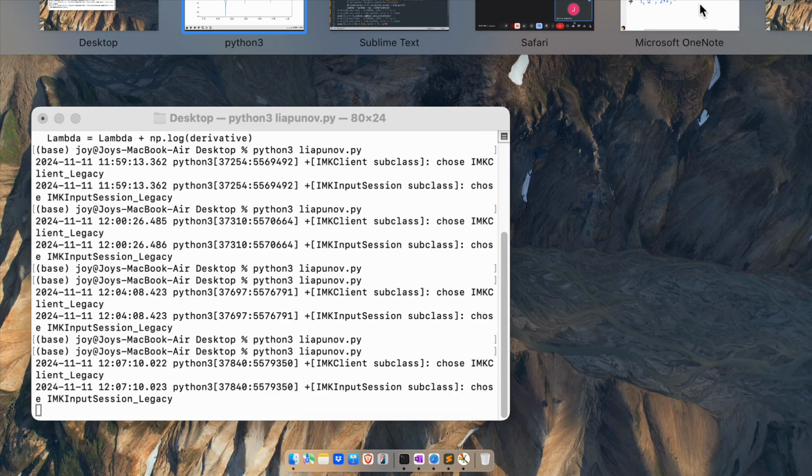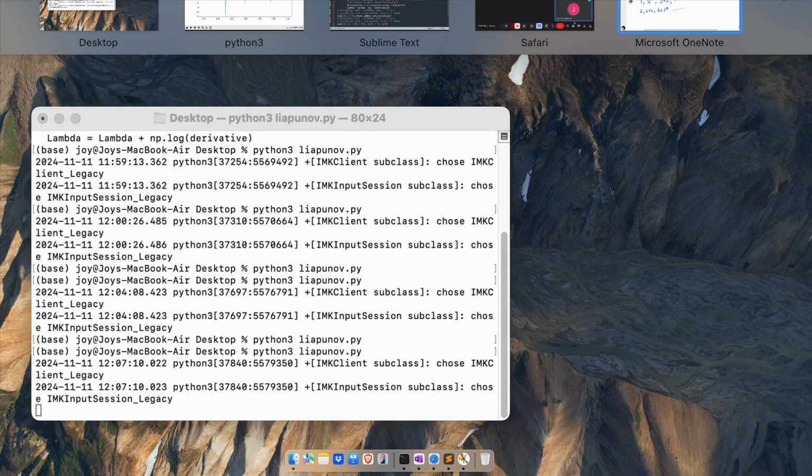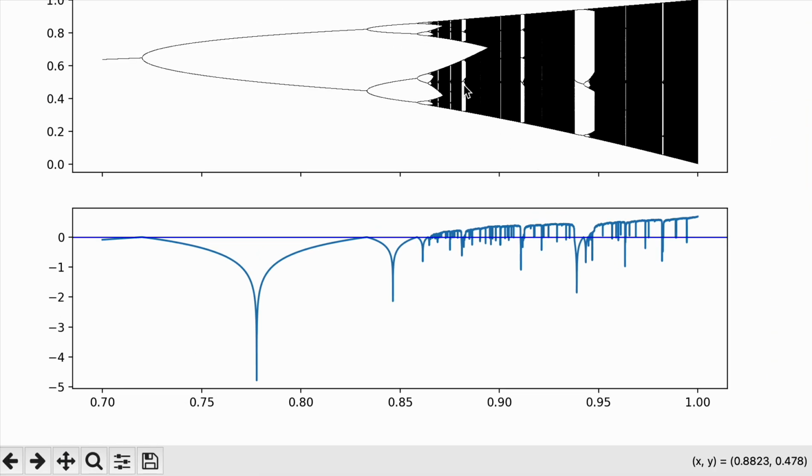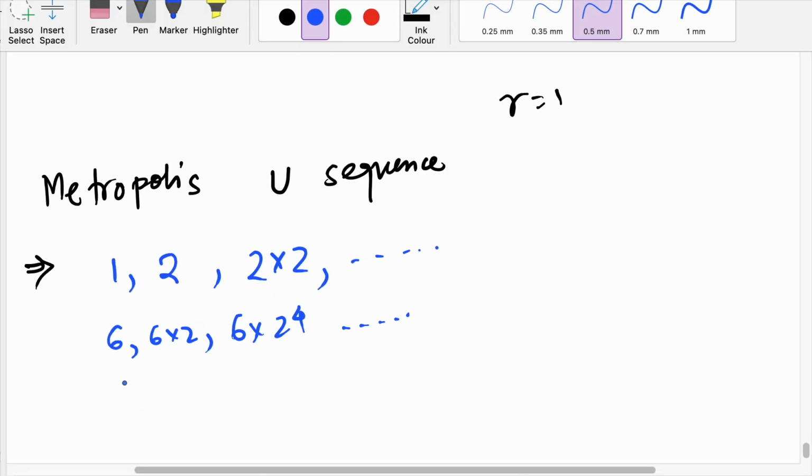Then Metropolis says that after it hits chaos, again it will show 6, then 6 into 2, then 6 into 2 to the power 4, and it will go like that and hit chaos again. Then after this is actually the large window. How much period is there? 1 2 3 4 5. So Metropolis says this is 5, then again 5 into 2, 5 into 2 square, and similarly it goes on and hits chaos.